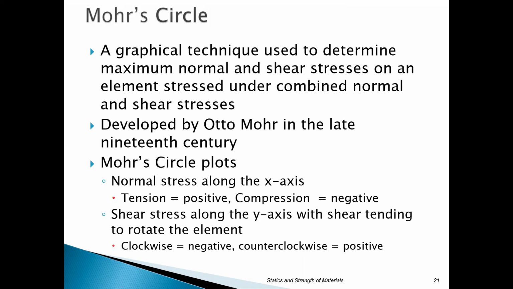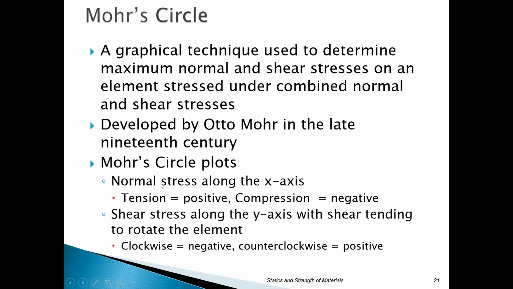But Mohr's circle plots normal stress along your x-axis and shear stress along your y-axis, okay? If you're along the x-axis, we usually assign tension as positive and compression as negative. And your shear stresses are always going to go along your y-axis, typically with a shear tending to rotate your element. So if it's clockwise, clockwise will be negative, counterclockwise will be positive.